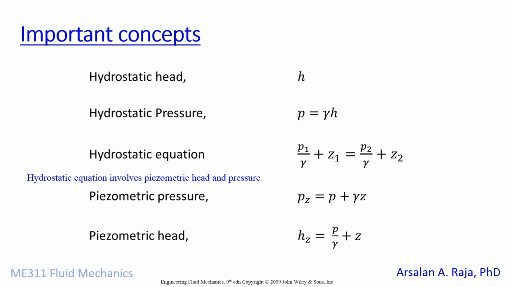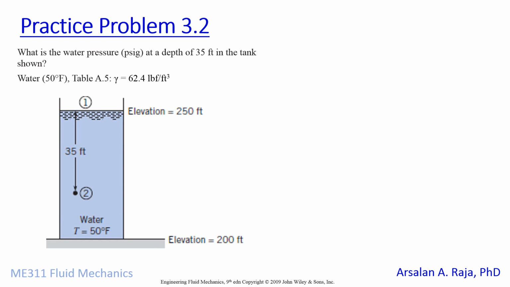So in conclusion, we have hydrostatic head, we have hydrostatic pressure, we have hydrostatic equation. Hydrostatic equations involve piezometric head and pressure, which can be given as Pz is equal to P plus gamma Z. In terms of piezometric head, it can be written as Hz is equal to P over gamma plus Z. So let's look at the example.